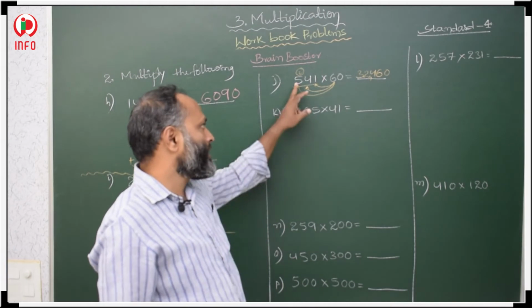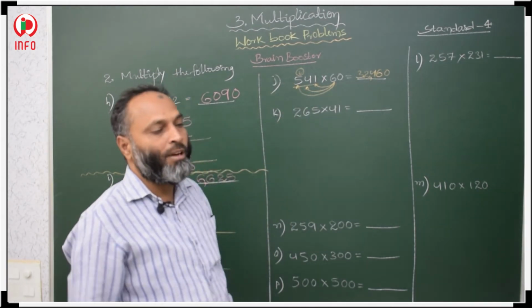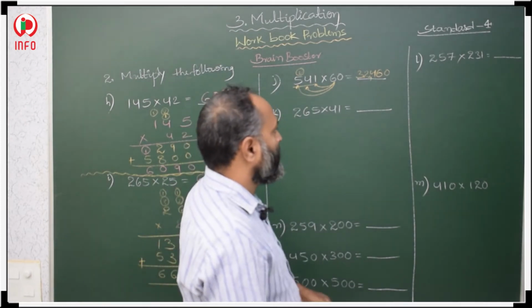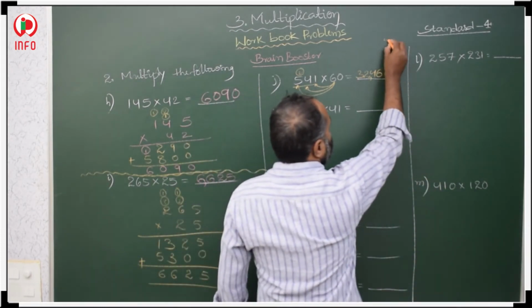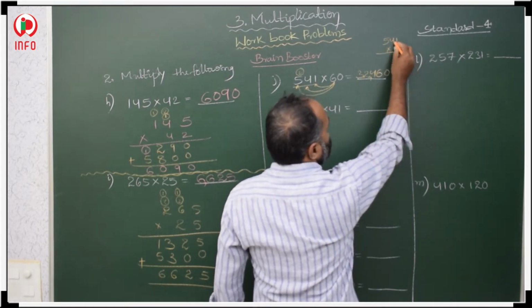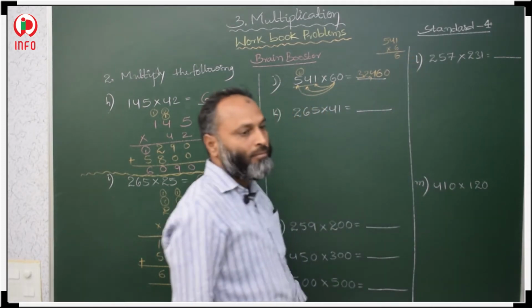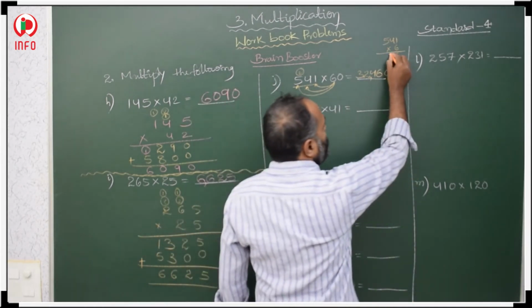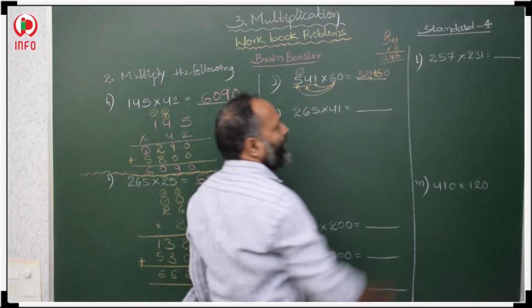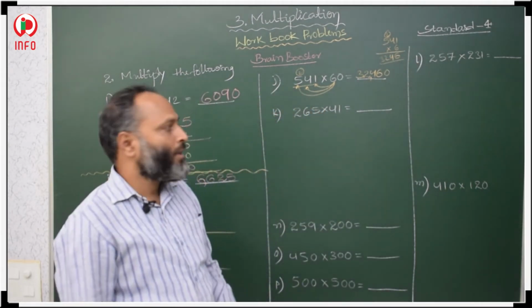If you want to do this, take 541 in rough column and multiply with 6. So how? 541 multiply with 6. 6 ones are 6. 6 fours are 24 and 2. 6 fives are 30 plus 2, 32. In this way. Okay.